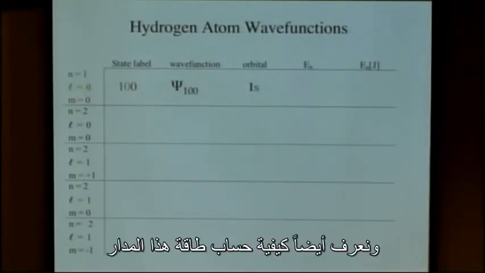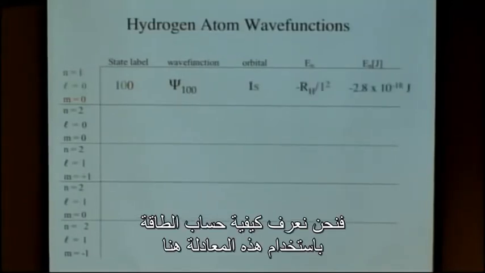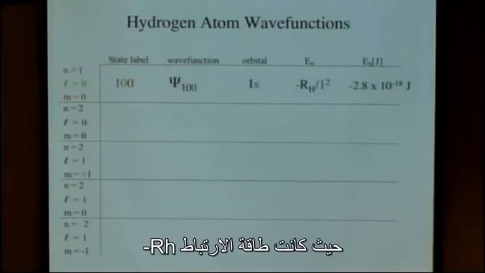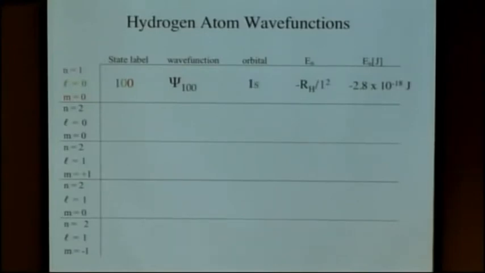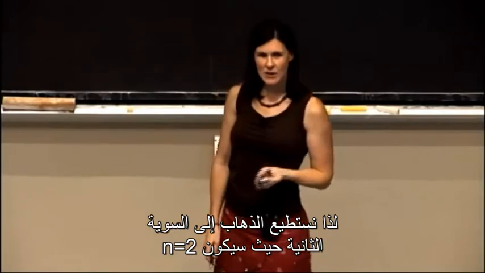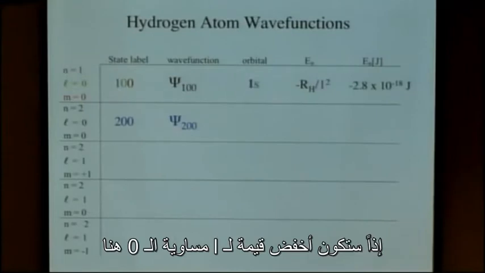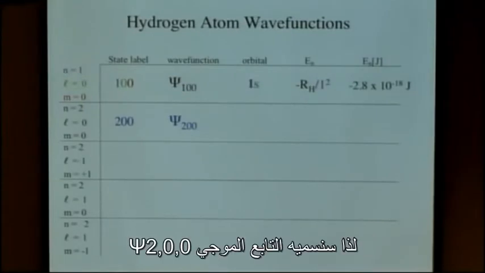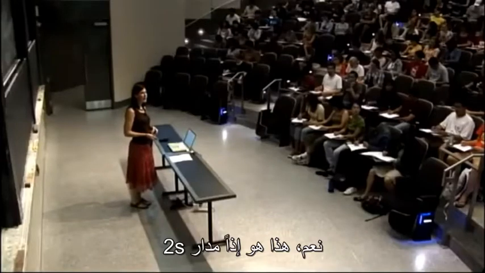We also know how to figure out the energy of this orbital. And we know how to figure out the energy using this formula here, which was the binding energy, which is negative RH. And instead of n, we can plug it in because n equals 1, so over 1 squared. And the actual energy is here. So our next level up that we can go to is going to be the n equals 2 energy level. But we also have an L and an M value, so our lowest L is going to be a 0 there. So we'll call that the psi 200 wave function. What will we call that in terms of orbitals? Yep, so that's the 2s orbital.